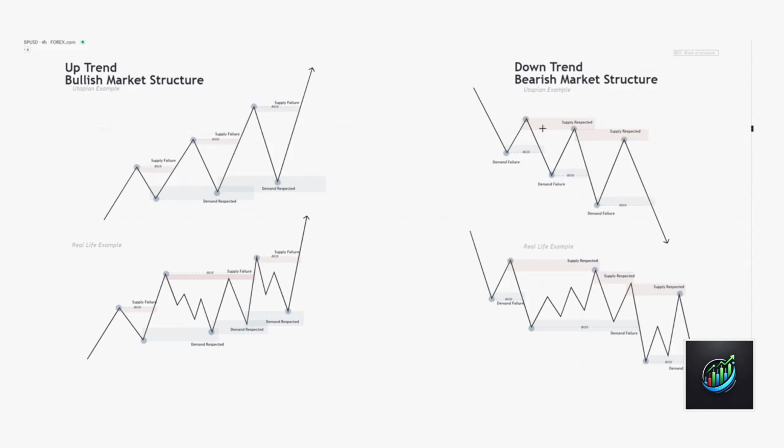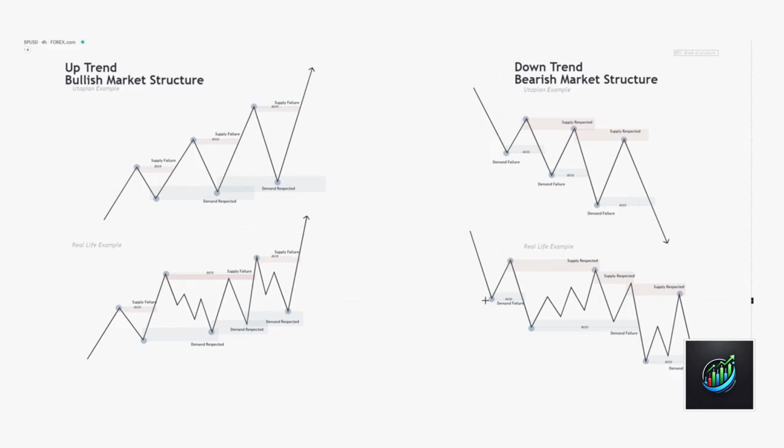And what this is doing is showing that supply is being respected as demand is continuously failing, which is then creating our lower lows and our lower highs. Our lower lows are being created by demand failing, and our lower highs are being created by supply being respected. Now we'll look at a real life example just to add a little bit more context, because of course the textbook example does not translate well to a price chart.